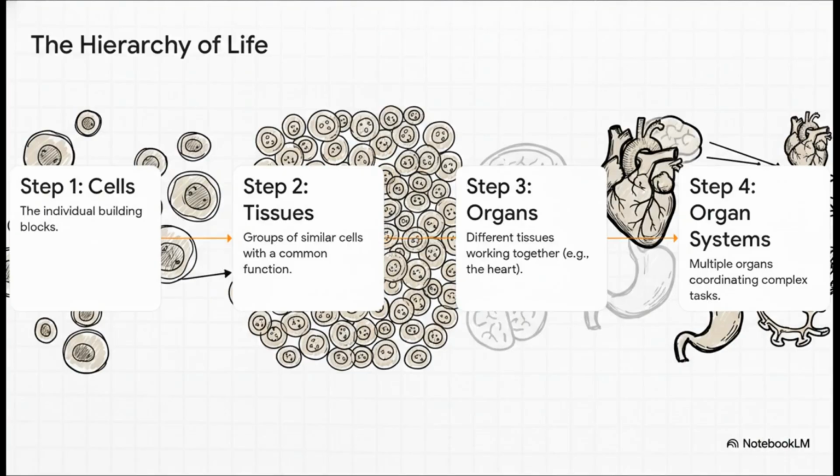It's a hierarchy. You start with the individual cells, right? The basic bricks. They group together with other similar cells to form tissues. Then, different kinds of tissues work together to build an organ, like your heart or your lungs. And finally, those organs team up to create entire organ systems that perform huge, complex jobs.